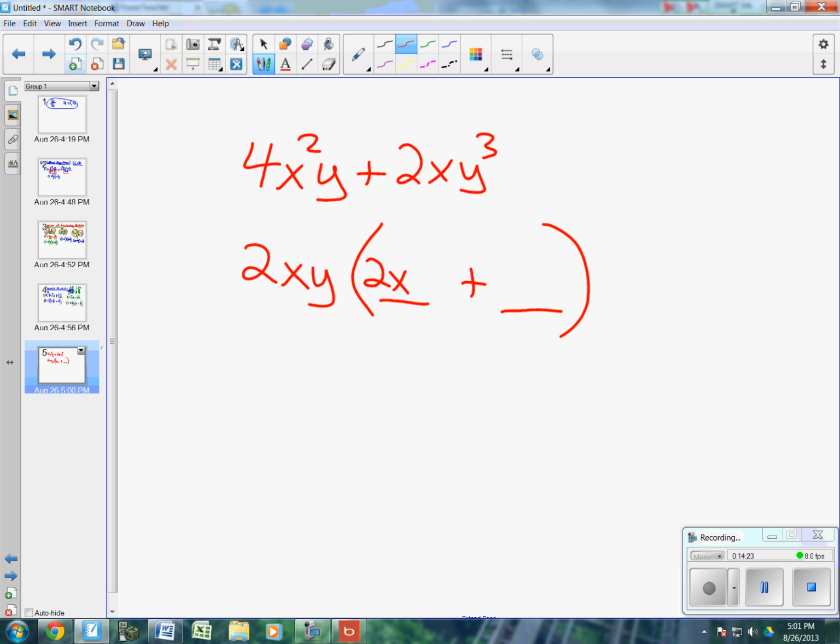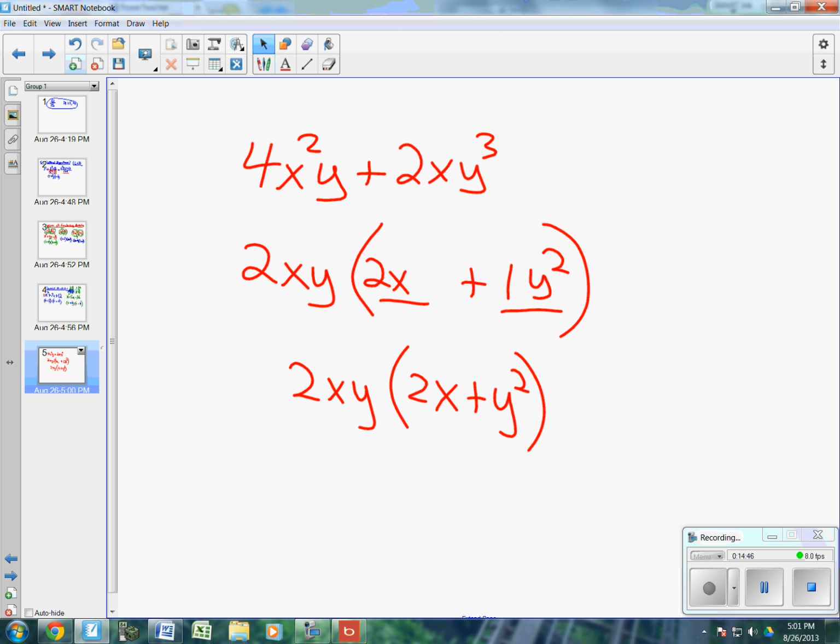In the second term, if I factor out a 2, I get 1. Factor out an x, I get 1, but we don't need to put another 1 there. If I factor out a y, I'm left with y squared. So my answer is 2xy times the quantity 2x plus y squared. So that's factoring out a greatest common factor. Hopefully that helps in your factoring.